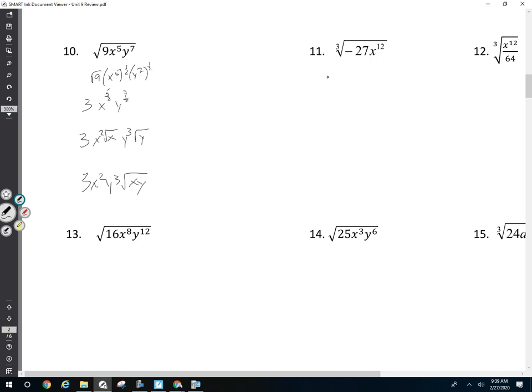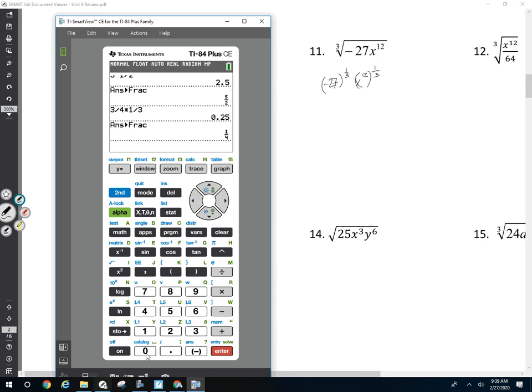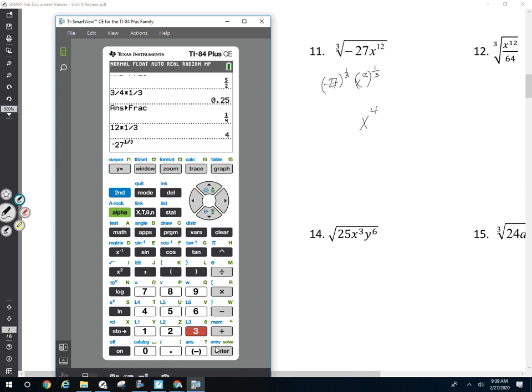Okay, cubed root has a 1/3 power. Now, if you're intimidated, maybe use this 1/3 power instead of this cubed root. It'll definitely help when I understand what's going on with x to the 12th to the 1/3. Power to a power, multiply the powers. Multiply 12 and 1/3. Well, it's 12 divided by 3. That's 4. I'm not sure about negative 27 to the 1/3. Type it in your calculator, you get negative 3.